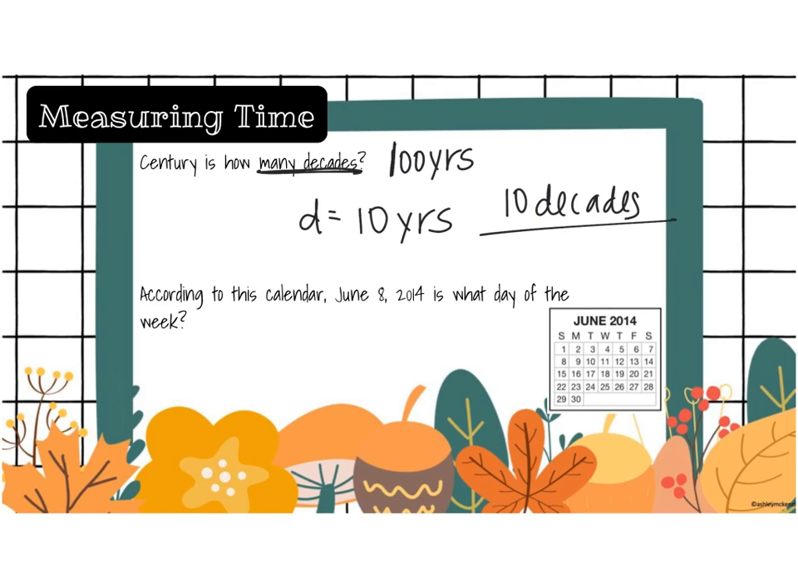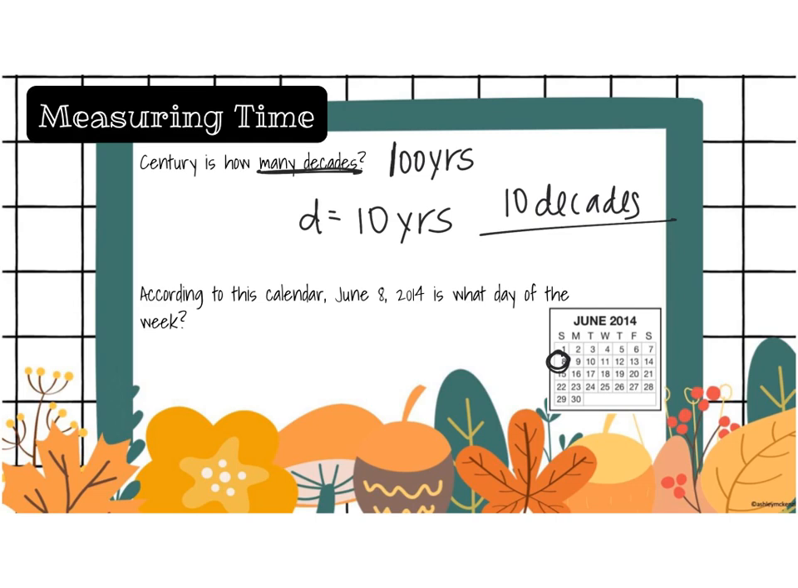According to this calendar, looking at the board, the June 2014 calendar, what day is June 8th on? What day of the week? Sunday. Okay. You need to be able to identify days on a calendar, because when we talk about from this day to another day, that is describing elapsed time.